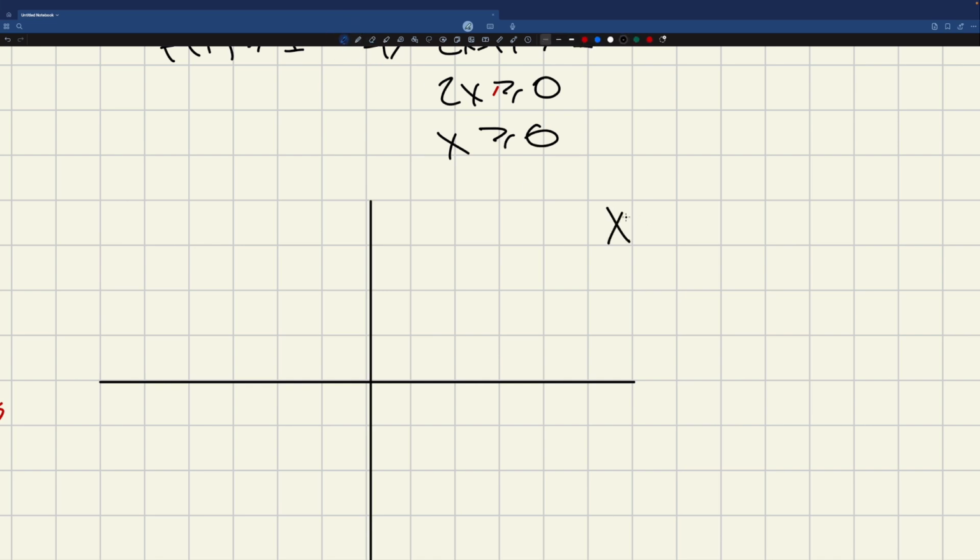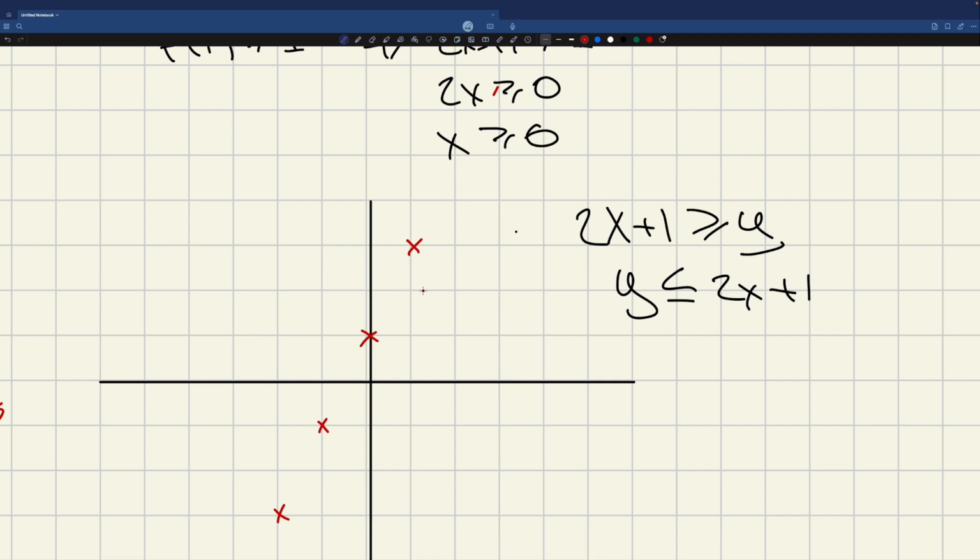So 2x plus 1 is larger or equal to y. Therefore, y is smaller or equal to 2x plus 1. So we'll graph the function 2x plus 1. So 1 is the y-intercept, self-explanatory. Then it goes on a gradient of 2. Very nice. And we would simply draw this function. Okay, there.